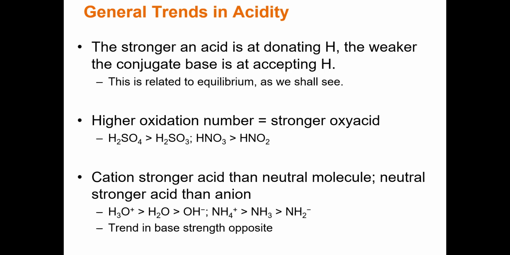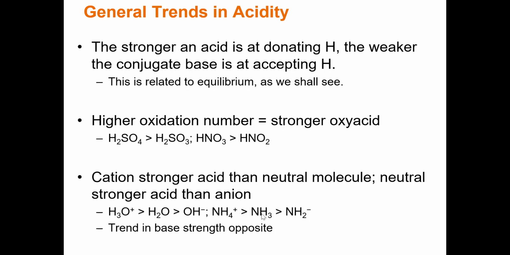And then if we look at a molecule and we trend from the cation form to the neutral form to the anion form, we also have a trend there. This is always assuming that you do have a proton somewhere in that molecule that can be donated. The cation form will be a stronger acid than the neutral form, but the neutral will be stronger than the anion form. And we looked at water to hydroxide already. Of course, hydroxide is not going to be a strong acid, but we can think of water as being a stronger acid than hydroxide, hydronium being a stronger acid than water.